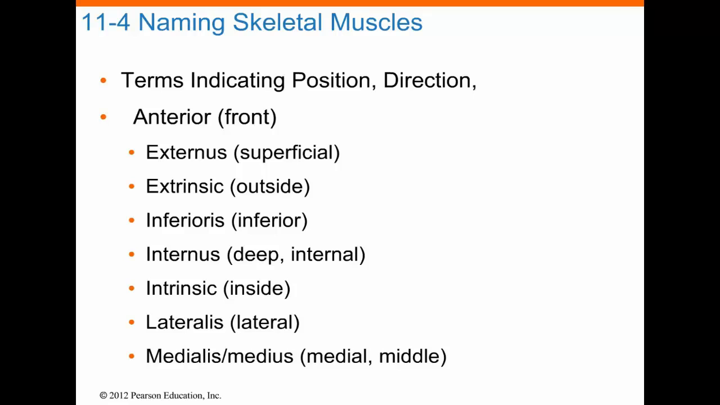Then you've got the terms directing position. So you've got like anterior, externus, extrinsic, inferius, internus, intrinsic, lateralis, medialis, and medius.